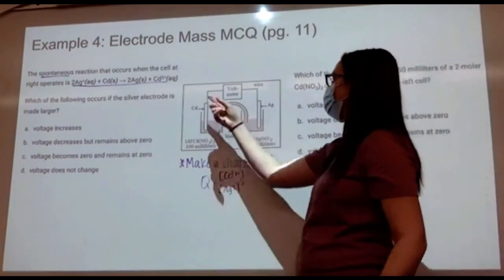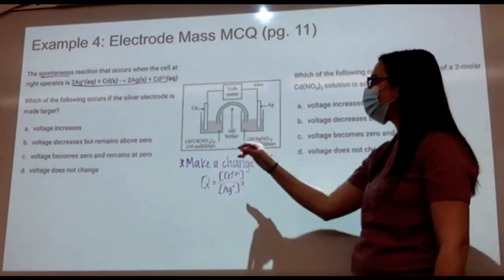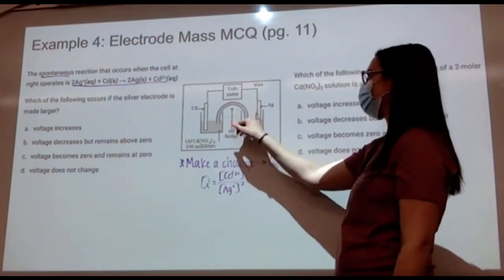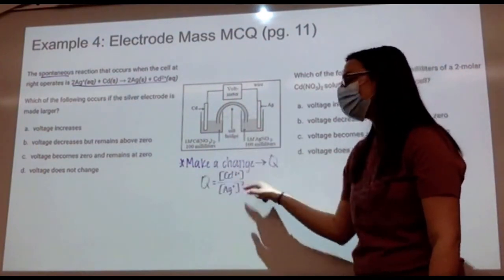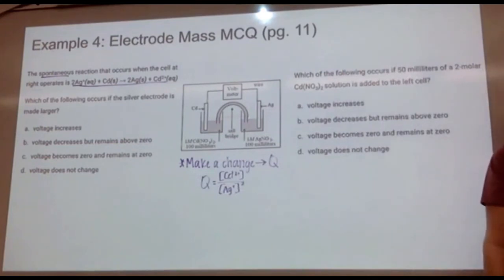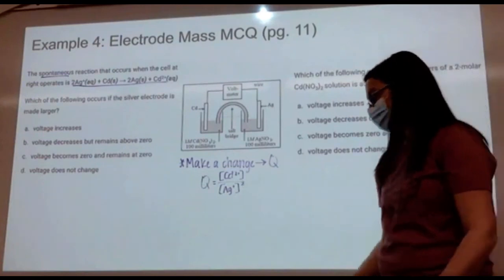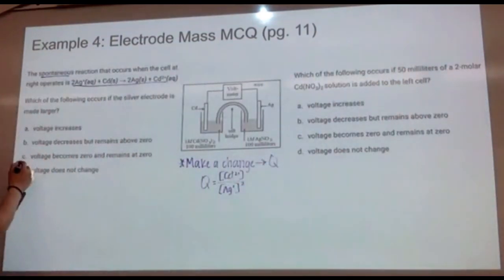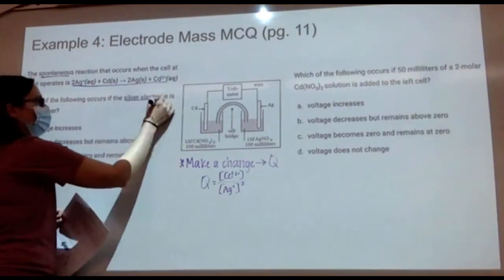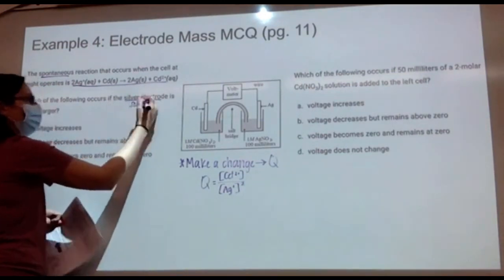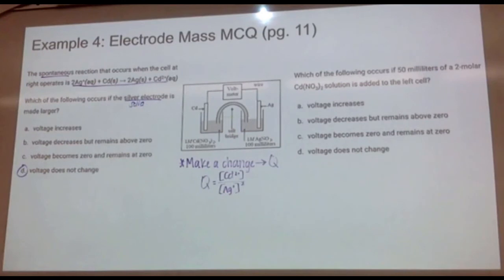So if I make the silver electrode larger, the silver electrode is this piece of solid silver. Is solid silver in the Q expression? No. So it's not going to affect voltage. So this first multiple choice question is D. The silver electrode is a solid, a solid is not in Q, so the voltage does not change.